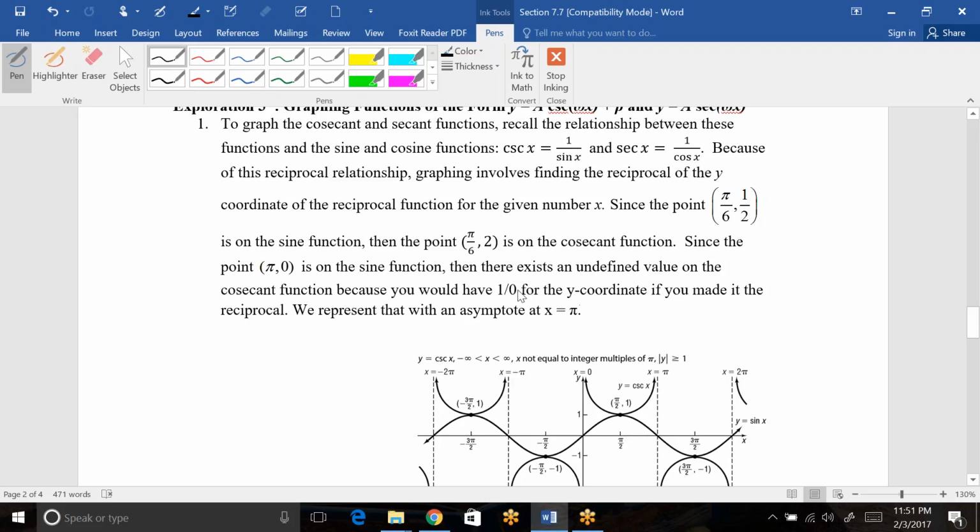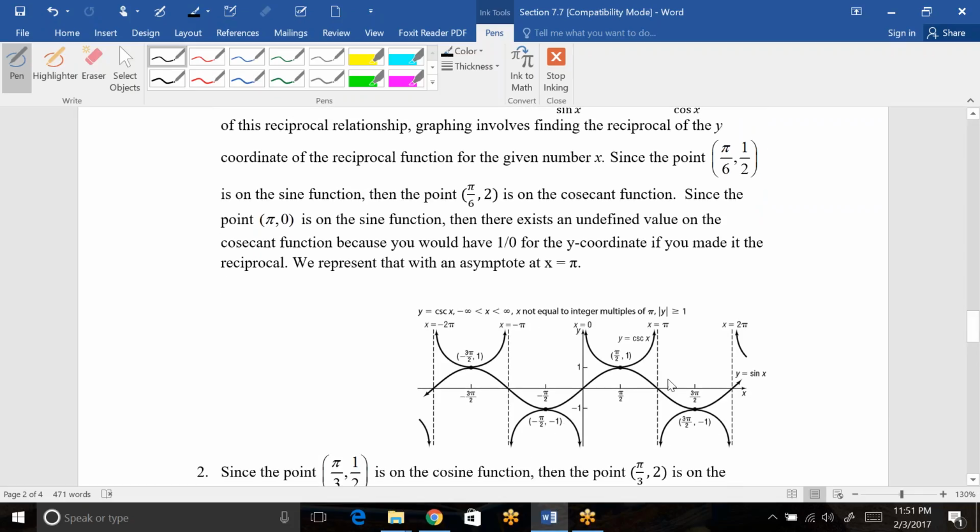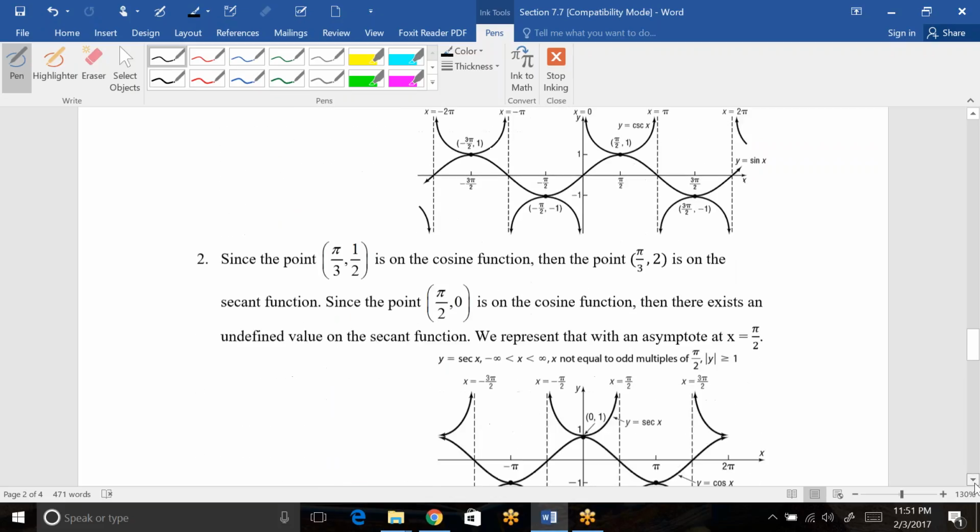That's when we all of a sudden create asymptotes for the cosecant, because there's this point pi, 0 right here, but if you do 1 over 0 for your y-coordinate when you do the reciprocal, that makes an undefined value. So at 0, pi, 2 pi, negative pi, and negative 2 pi, you are also going to have those asymptotes. Remember, this wave right here is not part of the graph, it's just to show you how they've figured this out. Since these can't continue through because of those asymptotes, you get these little kind of parabola shapes.